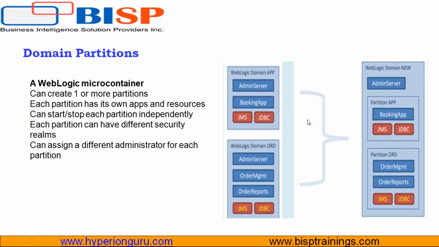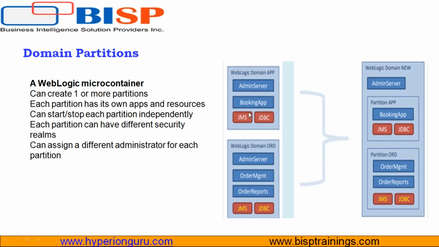Right, so what are domain partitions? To understand it simply, let's say in an older environment, if you wanted 2 domains, you would have created something like domain 1 and domain 2. For example, here you have domain app and domain order. You have created 2 domains for one job, which is more or less similar. You have a booking application on the first one, and order management and order reports on the second one.